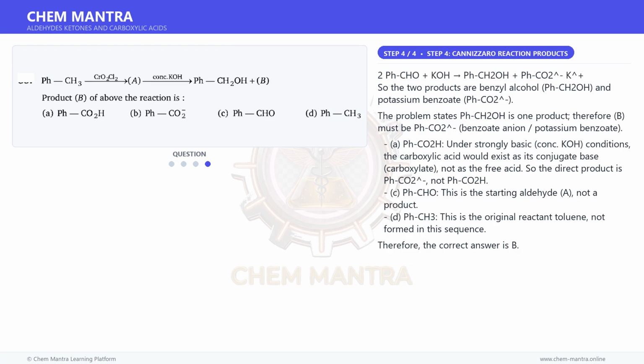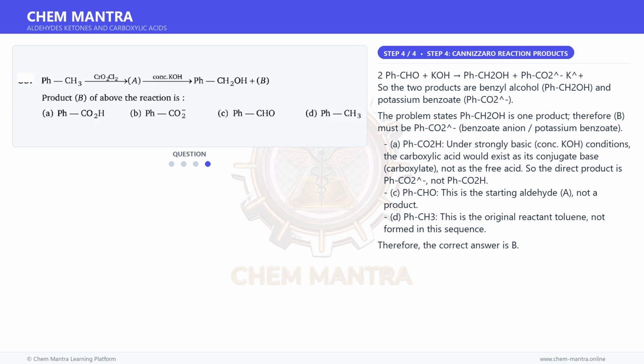And for the final step, 2PhCHO plus KOH gives PhCH2OH plus PhCO2-K+. So the two products are benzyl alcohol, PhCH2OH, and potassium benzoate, PhCO2-. The problem states PhCH2OH is one product, therefore, B must be PhCO2-, the benzoate anion, potassium benzoate.